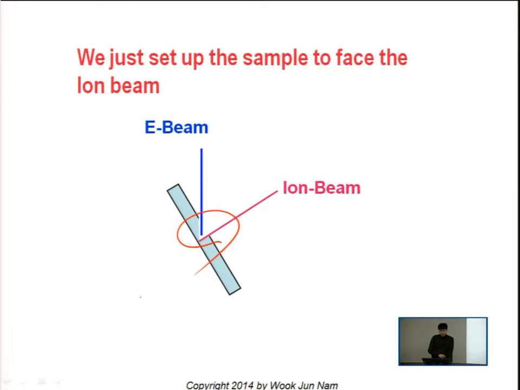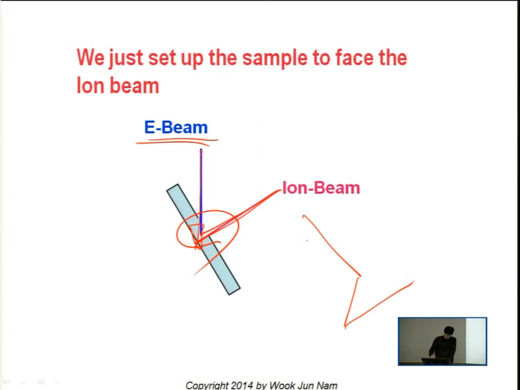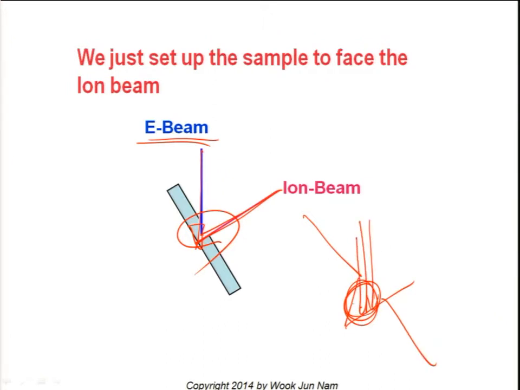So once we have this eucentric point, as we are observing some specific point, we can just do a slicing, and the slicing always has this kind of angle. So as we tilt, we can easily see the cross section of a sample.